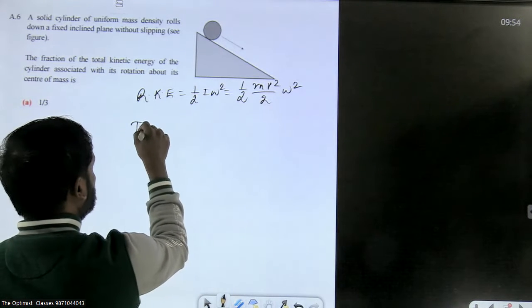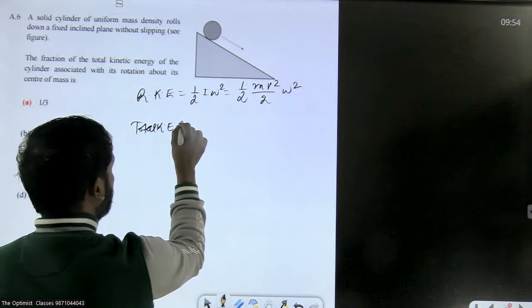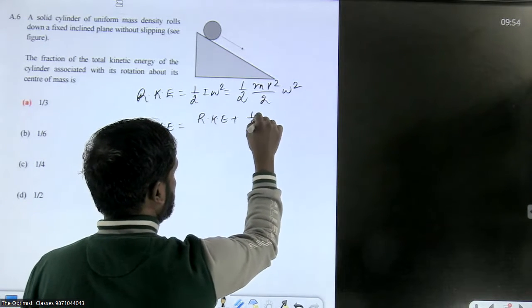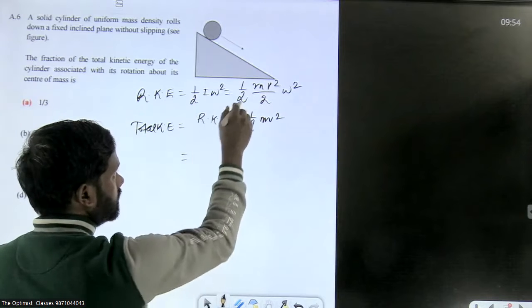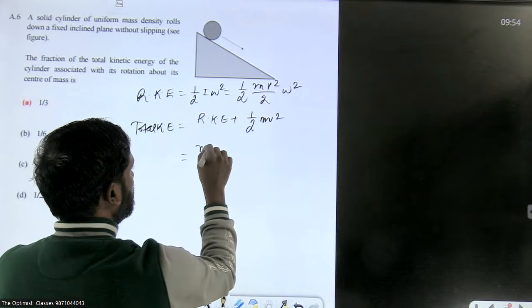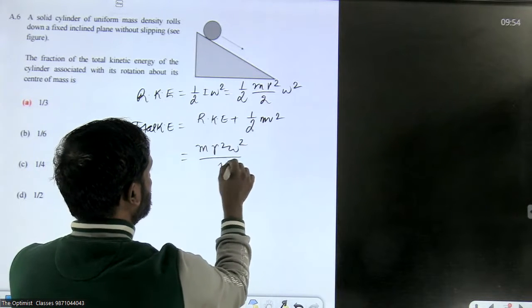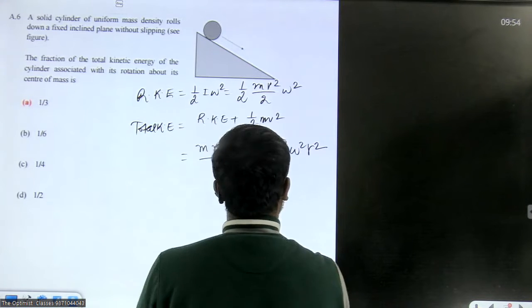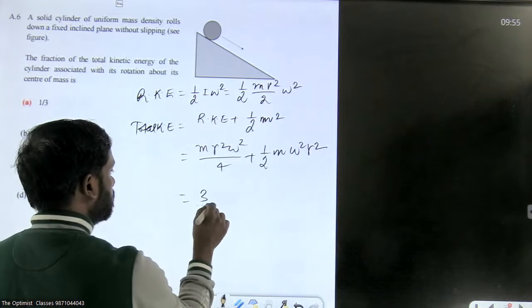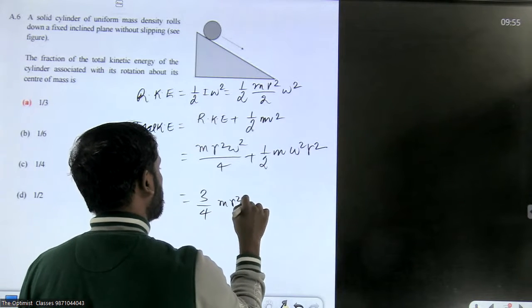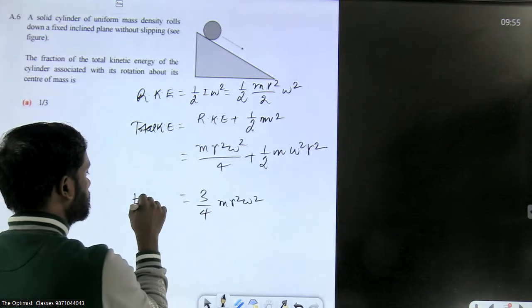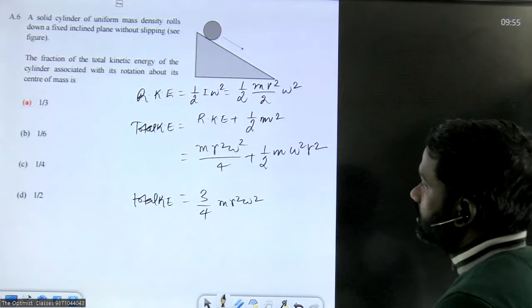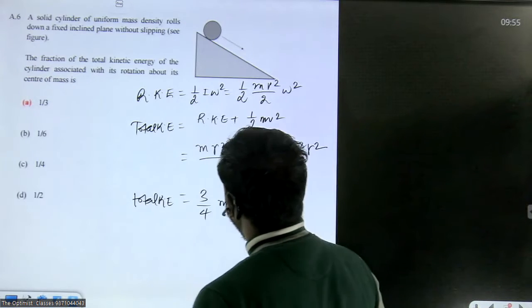rotational kinetic energy. If you calculate the total kinetic energy, it is rotational kinetic energy plus translational kinetic energy, half m v square. Rotational kinetic energy, here we have m r square omega square by 4, plus half m, v is omega r, so omega square and r square. That comes to 3 by 4 m r square omega square, that's the total kinetic energy.